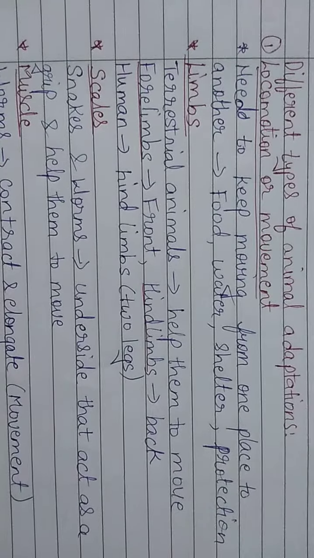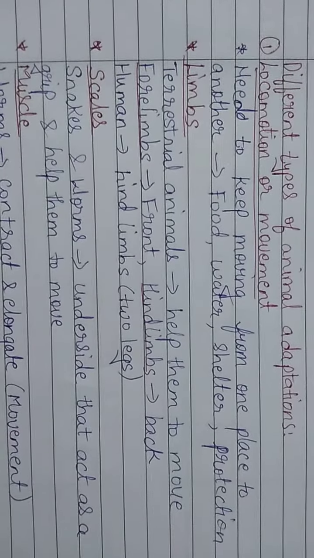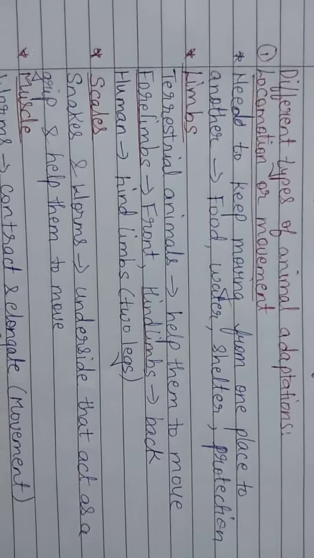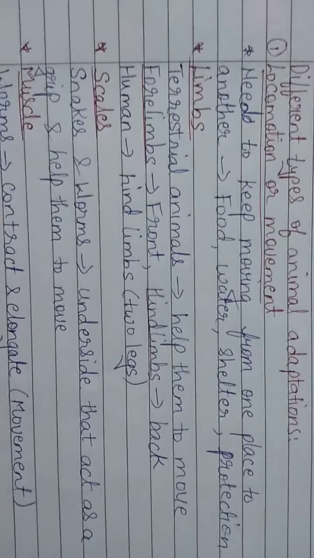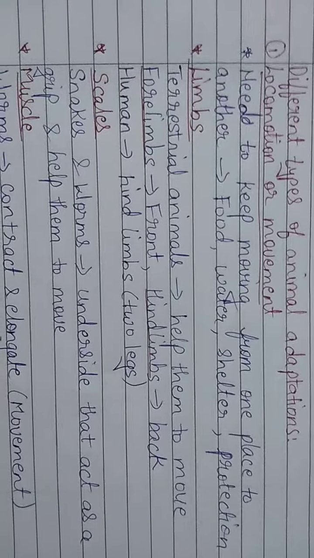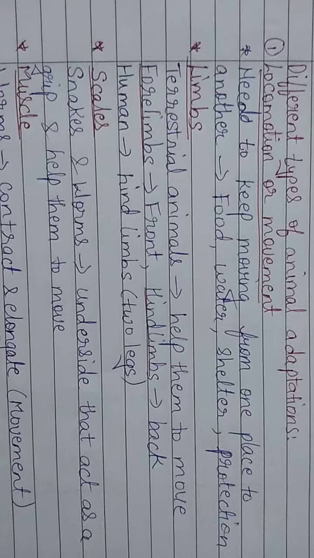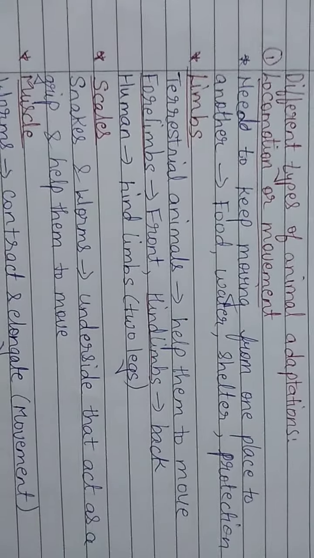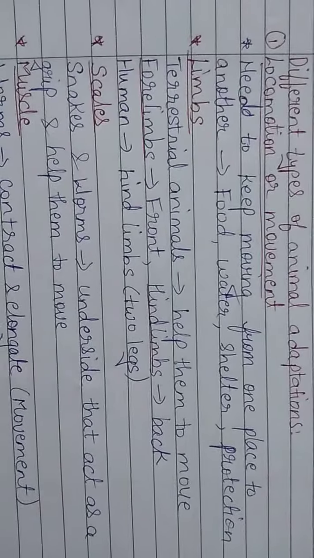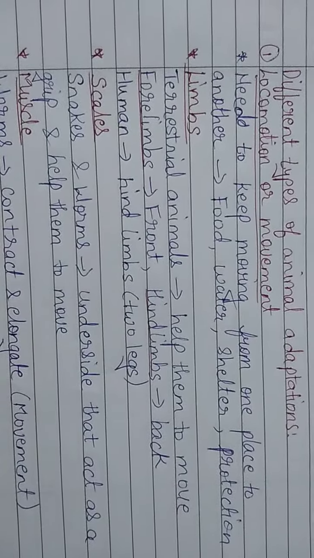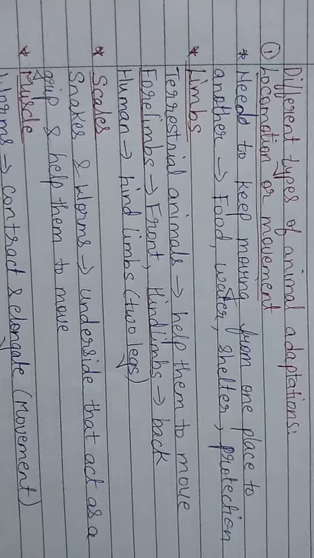Now let us see different types of animal adaptations. As we know, what is adaptation? It is the process of changing one's body feature or eating and living habits. According to the habitat or according to the environment, animals change their eating and living habits or their body features. So some of the different types of animal adaptations include, the first one is locomotion or movement.